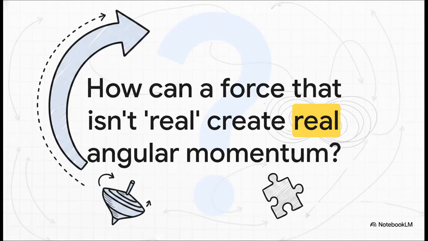So this is the big question at the heart of the problem. How can a force that physicists literally call fictitious, meaning it's not a real physical interaction between objects, somehow produce something very real and very measurable, like angular momentum? I mean, it sounds like a contradiction, right? And honestly, this is where a lot of people get stuck. But don't worry, we're going to unravel it together.